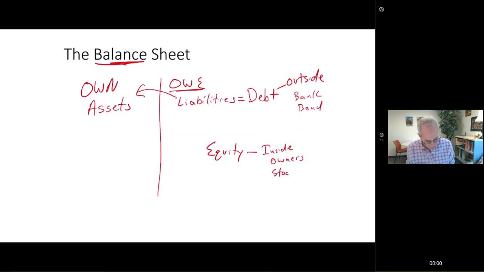Or stockholders. So you could be a large company, Tesla, and Tesla has stock, and if you bought one of those shares of stock, you would be a very small part owner of the company. Okay? So when owners give money, it's called equity. When outsiders give money, it's called debt. Both of these together is money that's technically owed back to those people.